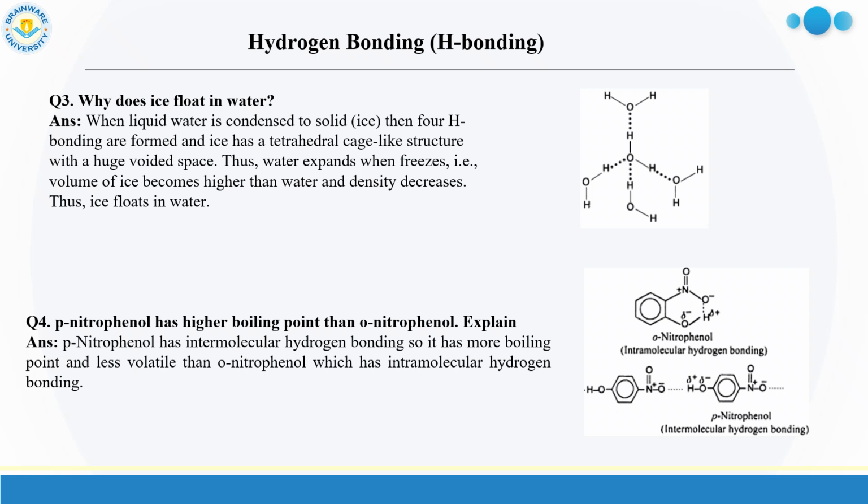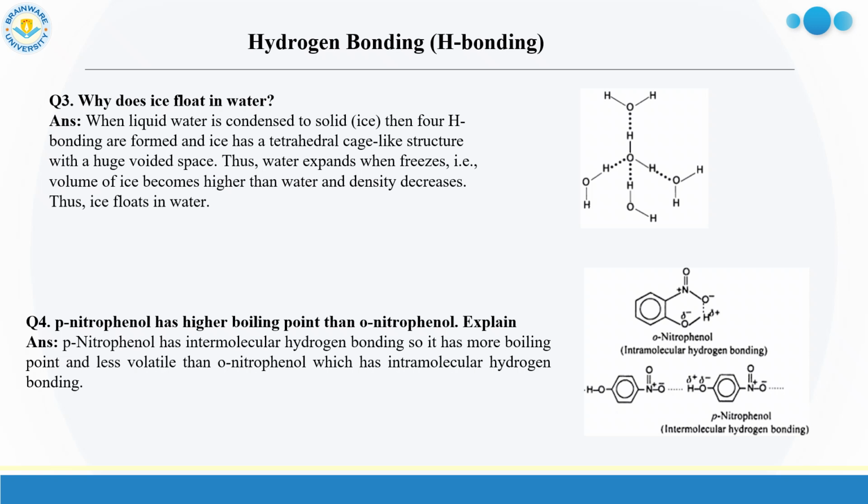Next question is why does ice float in water? When liquid water is condensed to ice, four hydrogen bonds are formed and ice has a tetrahedral cage-like structure with a huge void space. Thus, water expands when it freezes. That is, the volume of ice becomes higher than water and density decreases. Thus, ice floats in water. So in the picture we can see that one H2O molecule is tetrahedrally surrounded by 4 water molecules via forming hydrogen bonding.